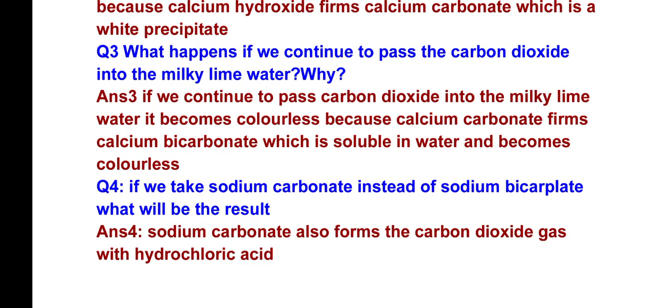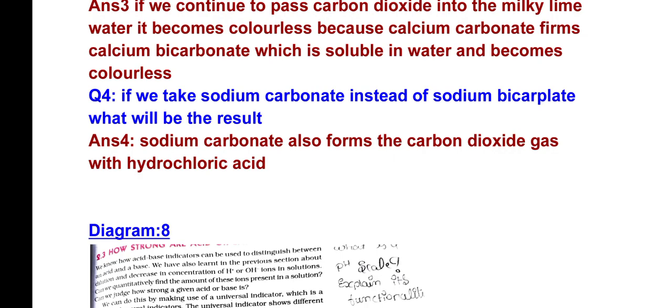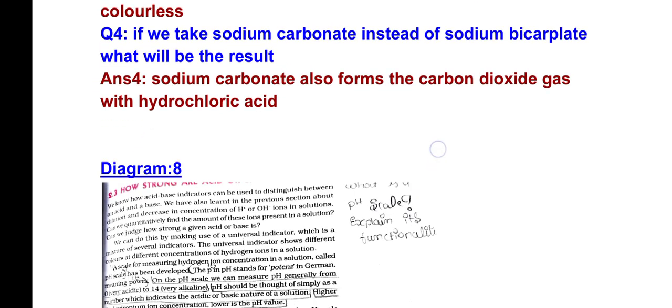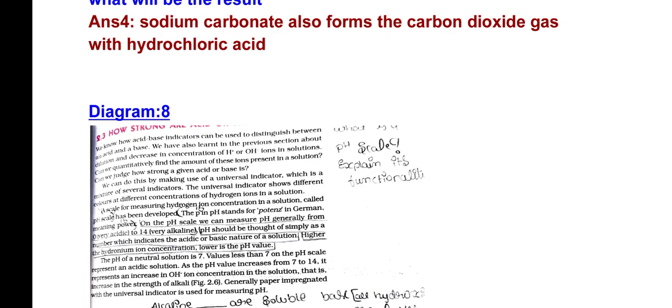Third question is, what happens if we continue to pass the carbon dioxide into milky lime water, and why? If we continue to pass the carbon dioxide into milky lime water, it becomes colorless because calcium carbonate forms calcium bicarbonate, which is soluble in water and becomes colorless. Now if we take sodium carbonate instead of sodium bicarbonate, what will be the result? The sodium carbonate also forms carbon dioxide gas with the hydrochloric acid.